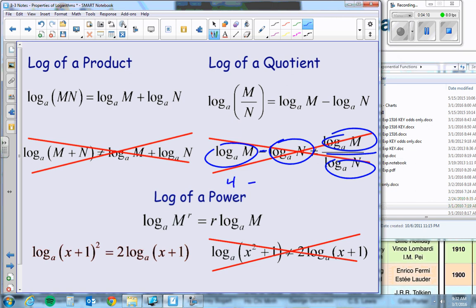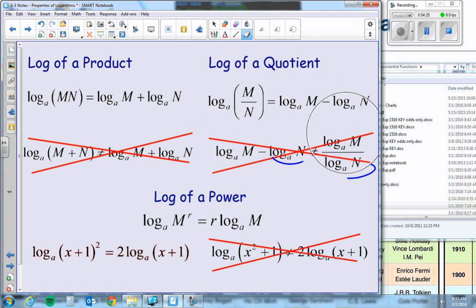4 and 2 work. Oh, yeah. I can't think of anything else right offhand. But usually that doesn't work. And so I'm saying, remember, the whole point of this is this difference of 2 logs gets written as a single log. Okay? So don't misapply the rule.